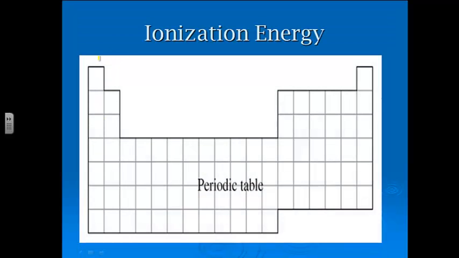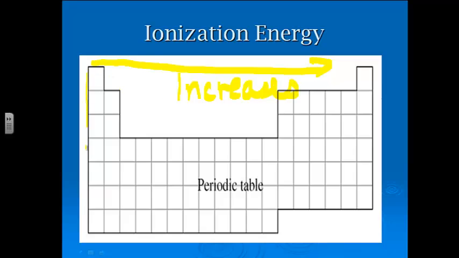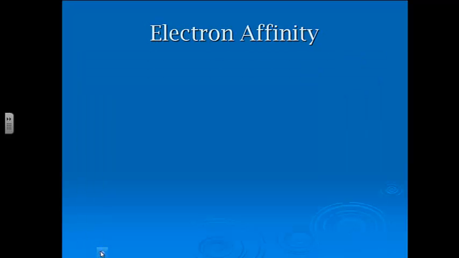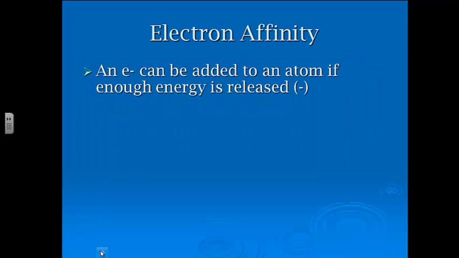And again, for ionization energy, it's going to be just the opposite. It's going to increase as you move across. It's going to decrease as you come down. Okay? Alright, then we get electron affinity.